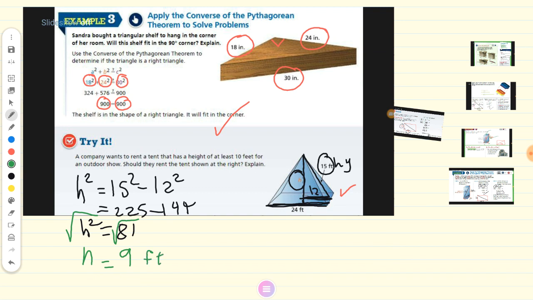feet. So do you think it's suitable for this company to rent? No, because they need a height of at least 10 feet, and this is less than 10. So it's not suitable for them, okay?